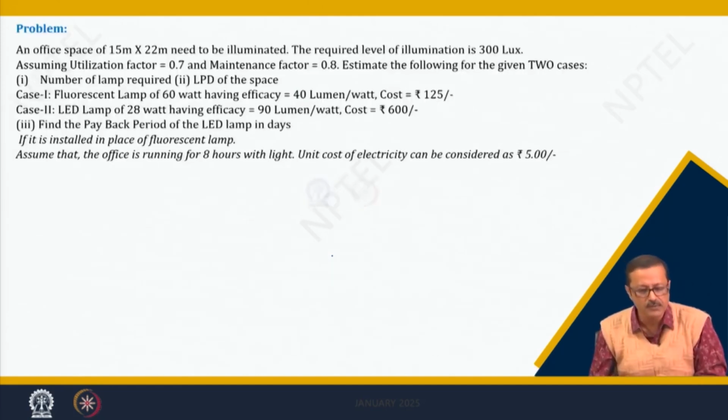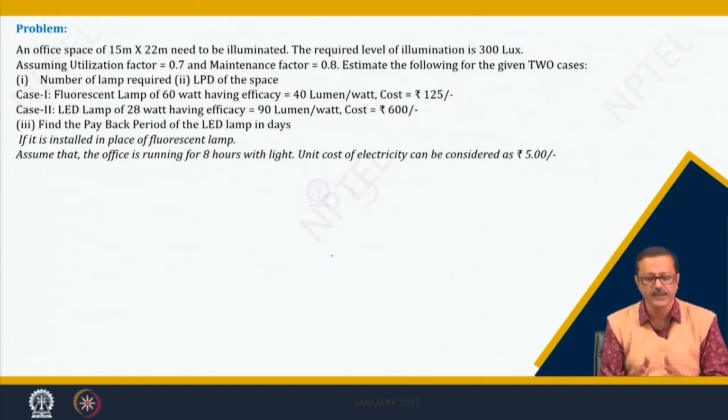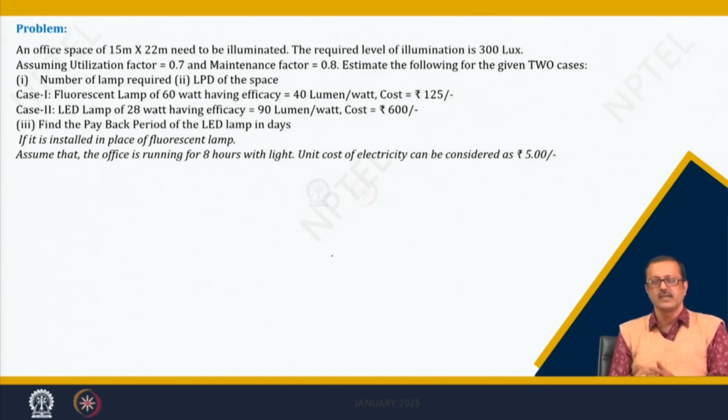So, we have a small problem over here, the economic analysis. Suppose an office space of 15 meter by 22 meter needs to be illuminated, and the illumination level required is 300 lux. We assume a utilization factor of 0.7 and a maintenance factor of 0.5, and we have 2 options with us. One, we can go with a fluorescent lamp, and the second, we can go with an LED lamp. We have to find out the number of lamps required for these 2 options.